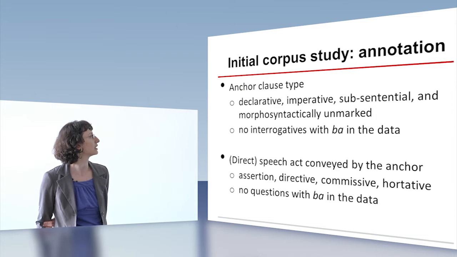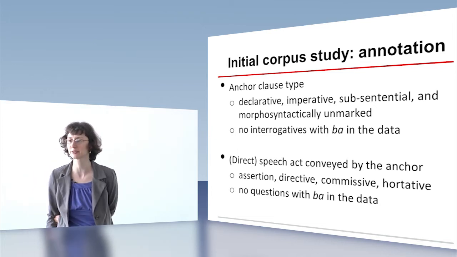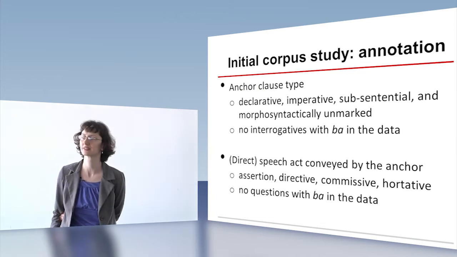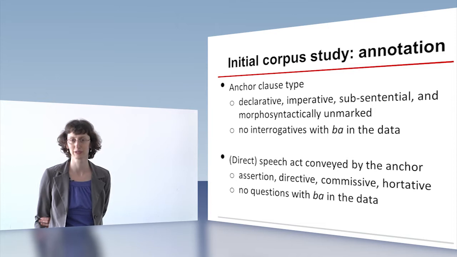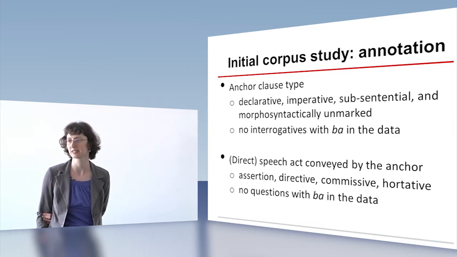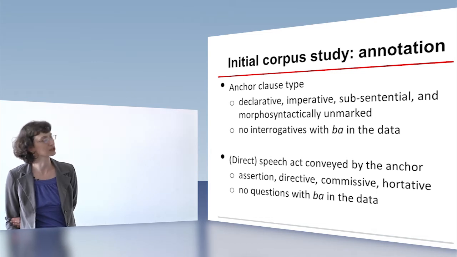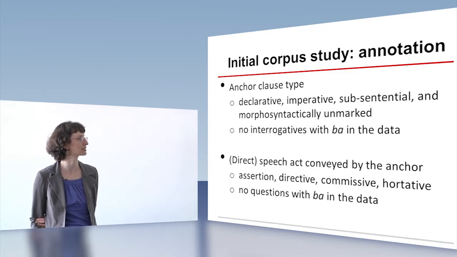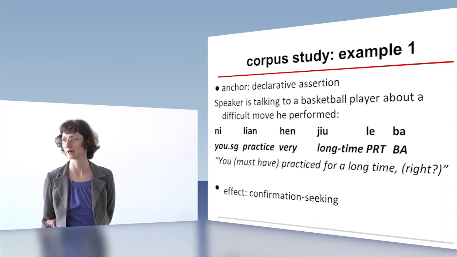In the initial corpus study, we annotated for anchor clause type. Many of them we couldn't identify because things are sometimes ambiguous in Chinese. We found declaratives, imperatives, and some subsentential utterances. If it's subclausal, we can't tell what clause type it is. The majority were morphosyntactically unmarked. We found no interrogatives with ba in the data. In fact, the later follow-up study of those many, many more examples also showed no interrogatives with ba. And this is significant. We also looked at the direct speech act conveyed by the anchor, and we found a wide range of speech acts: assertions, directives, commissives, hortatives, but no questions. So questions are different, and that's going to be my proposal, that questions are a little different.